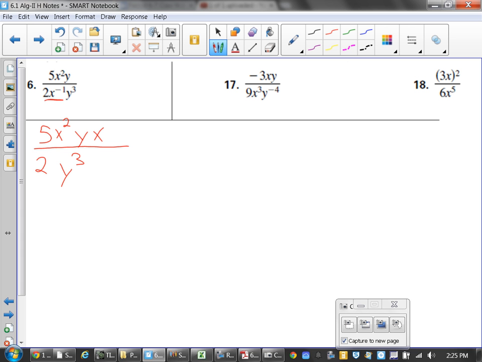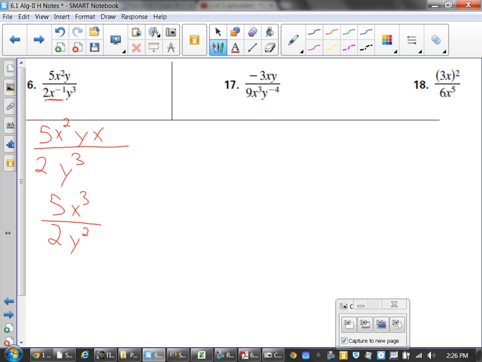X squared times x, what do I get? So it's 5 halves x cubed. Then I have a y over y cubed. Y squared. I squared the bottom. And I'm done. Trust me, the stuff you're going to see later on has a ton of negative values, a ton of negative exponents. Rewrite them prior to doing anything. It'll make your lives easier.